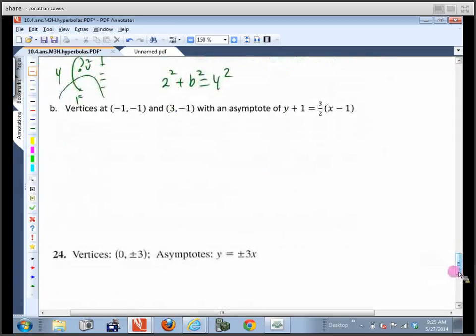Okay, I'm going to give you a couple minutes to do part B. Part B is very similar to the one we did just a second ago. It's a little more difficult. See if you can figure that one out. I'll give you 2 or 3 minutes.